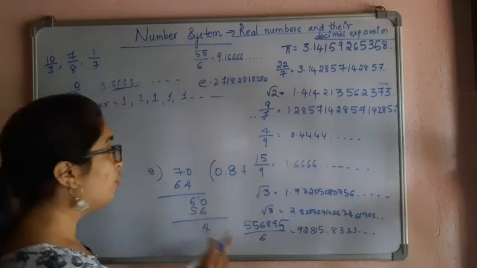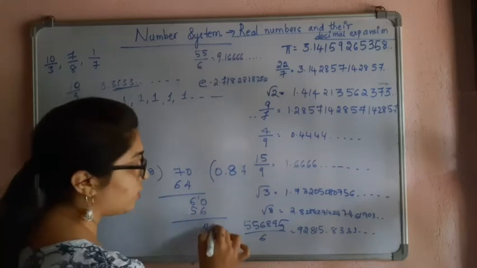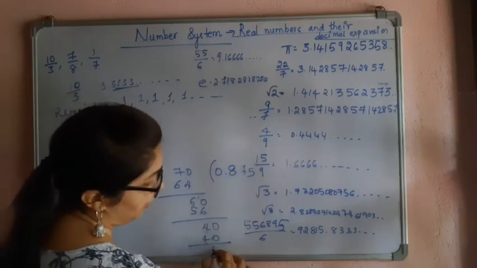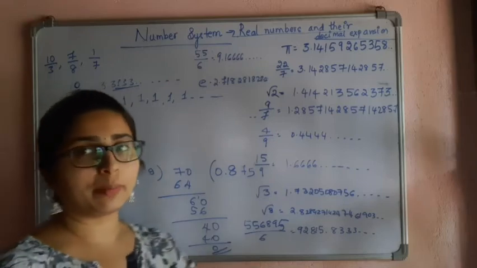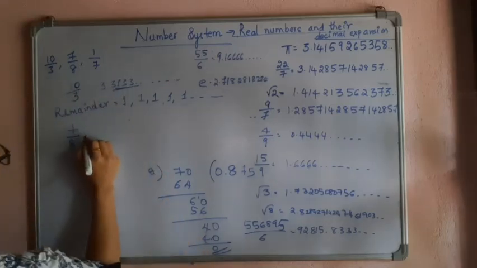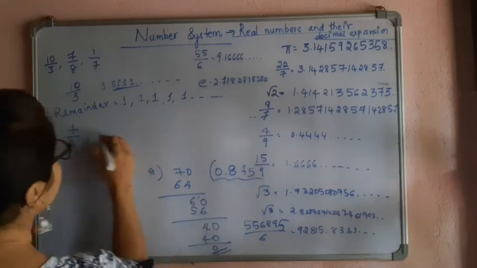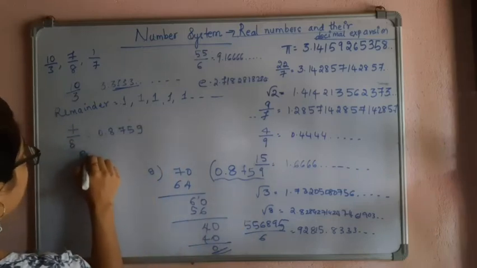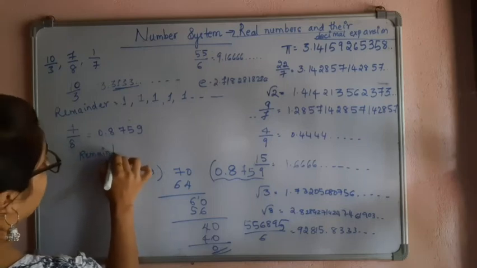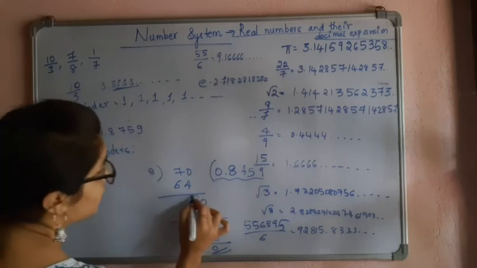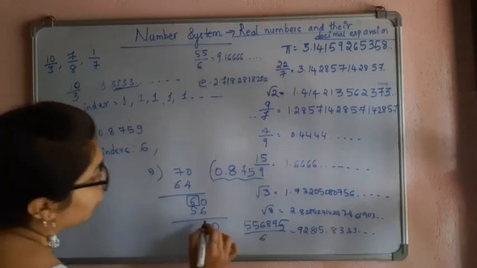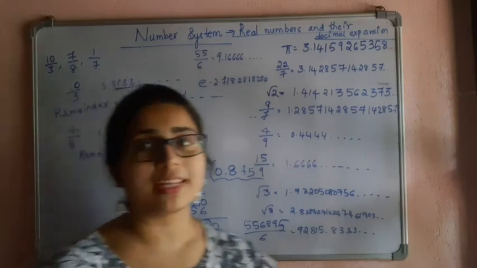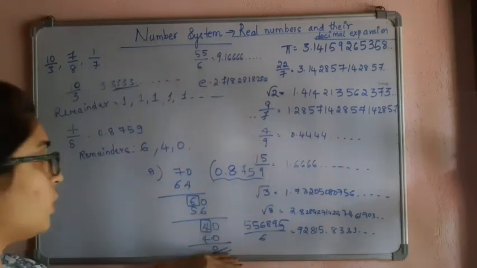Remainder is 4. 4 is not divisible by 8. So 40. So 8 5s is 40. So now the remainder is 0. So in this case, 7 by 8, what is the answer? 0.875. What are the remainders? First it was 6, right? Then what we had? 4. Then it is 0. It is stopped. It is terminated now. The remainder is also 0.